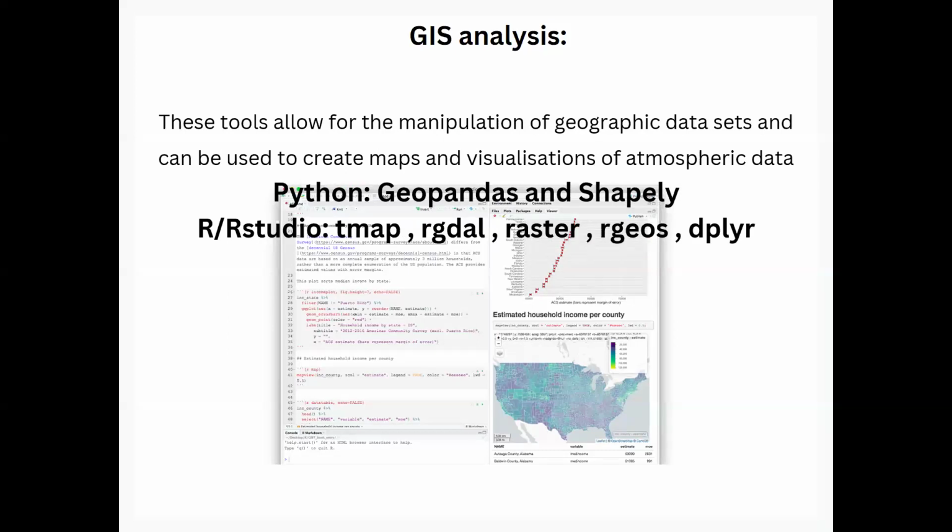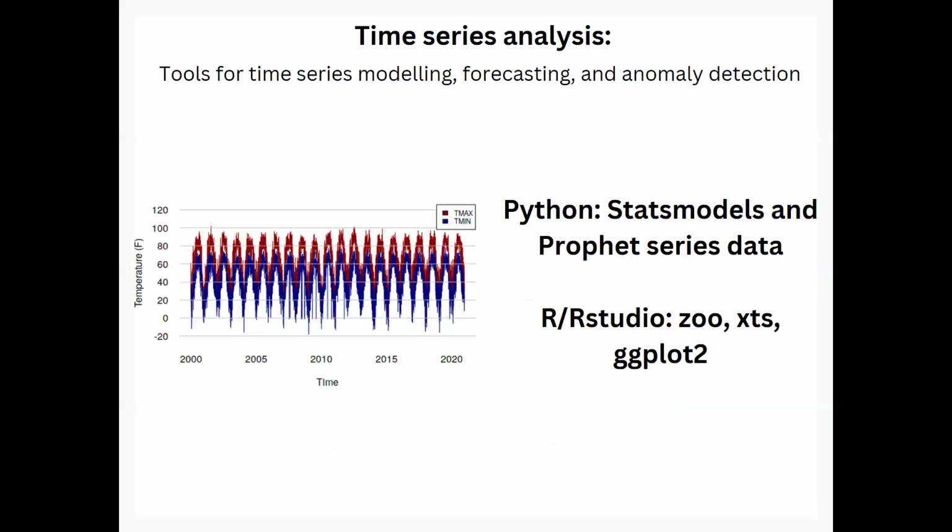Please remember that this list is in no way conclusive. It's not all of them. There are other ones. These are just the ones that I am familiar with. And then for your time series data, in a situation where you have, like in this image, 20-year data, and you just want to see how the temperature varies per year, you can use, in Python, statsmodels and Prophet time series packages, or you can use zoo, xts, or ggplot2.